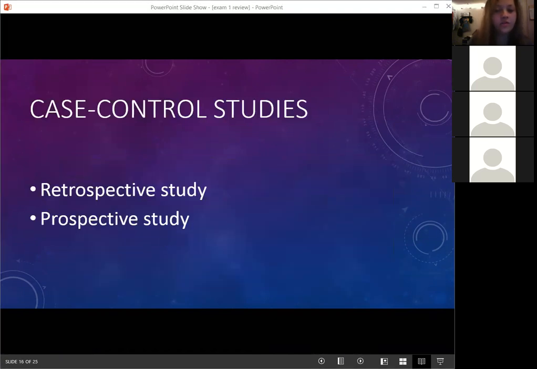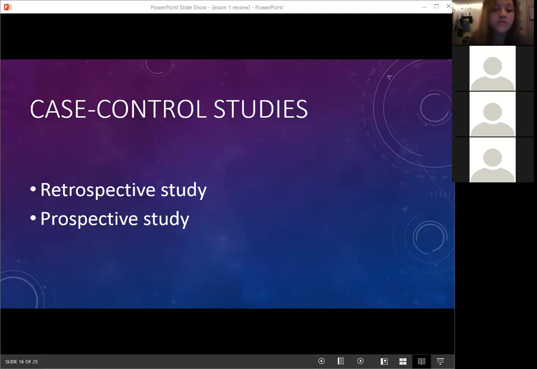Okay, so for case control studies, we're going to have retrospective and prospective. They're both studies that are looking in different directions. Retrospective means you're comparing the people you're looking at now with what happened before, so you're looking in the past. For example, if you're looking at a disease, you can compare patients who have the disease now with those who don't, and ask them about past exposures.